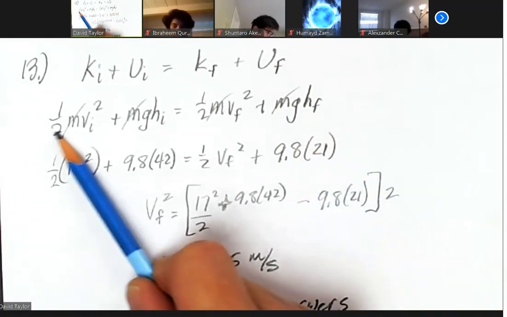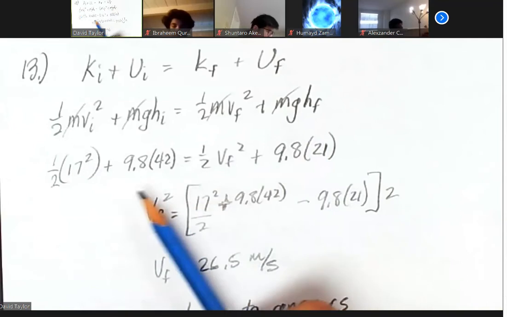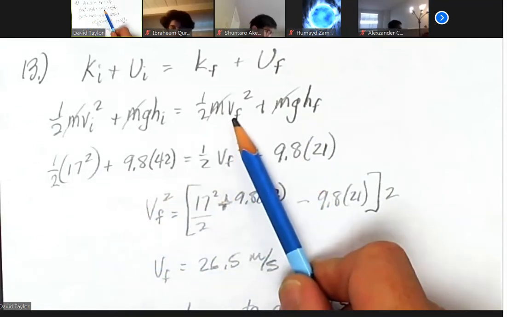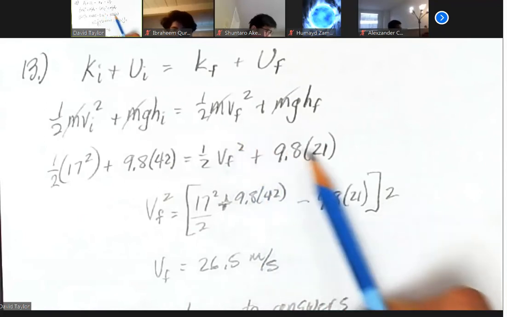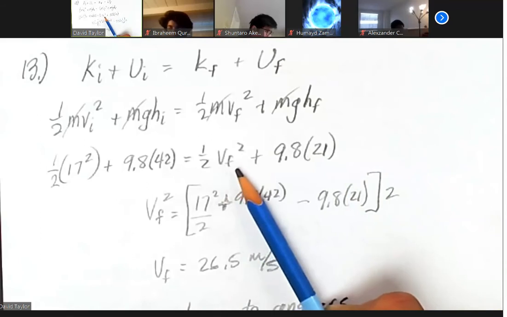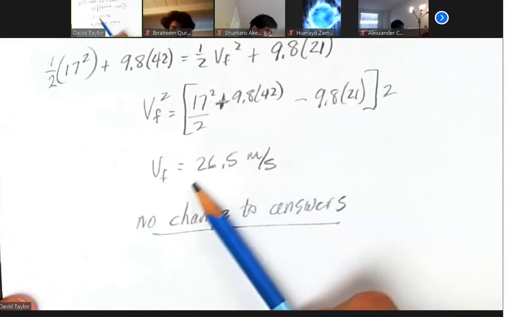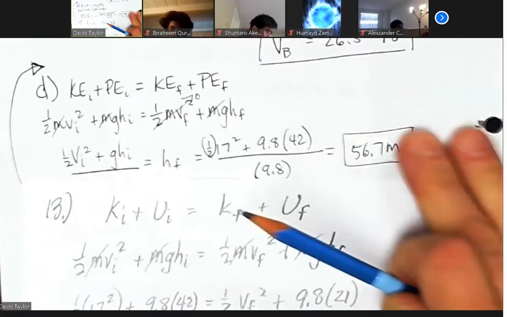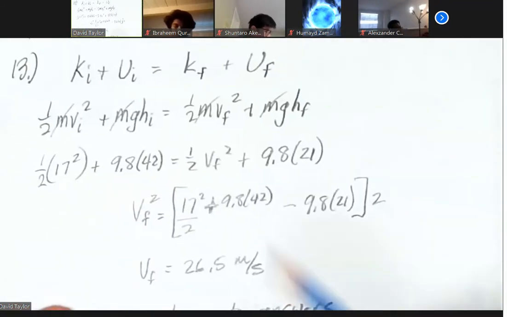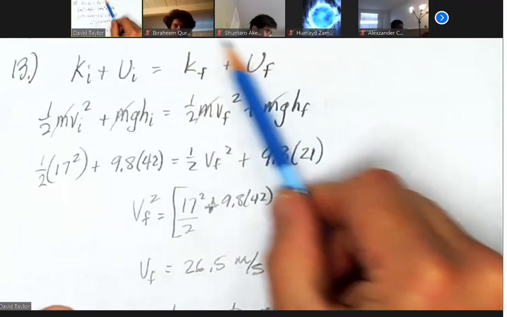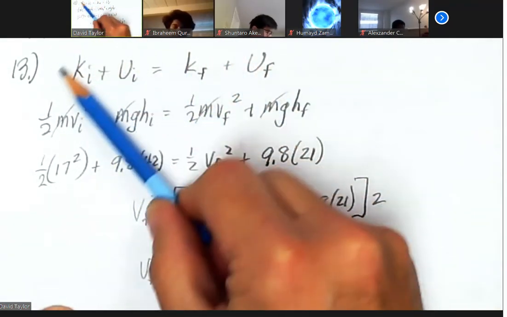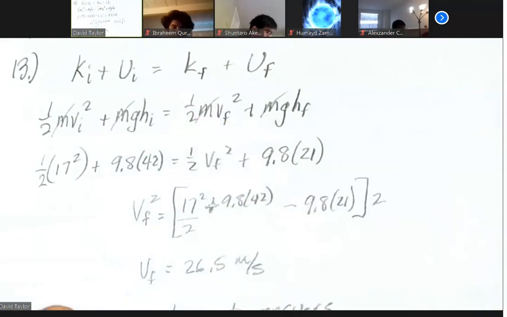So the m's cancel out, and when I solve this for vf, which is what I want to find, right? This was part B. How fast is it going at a height of 21 meters? So I can solve this for vf. And of course, I get the same answer as I did when I did it this way. But I just wanted to emphasize, I prefer, and I think it's a good idea, to start off your conservation of energy problems with this equation right here.